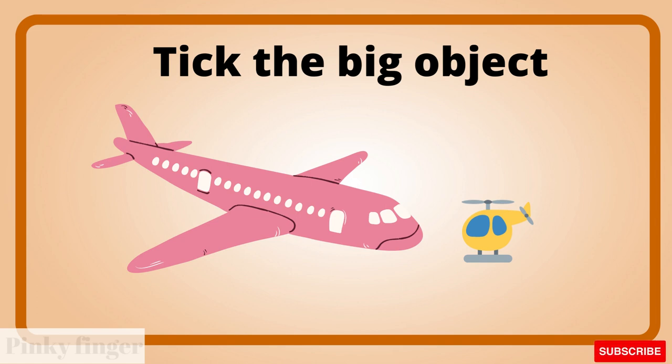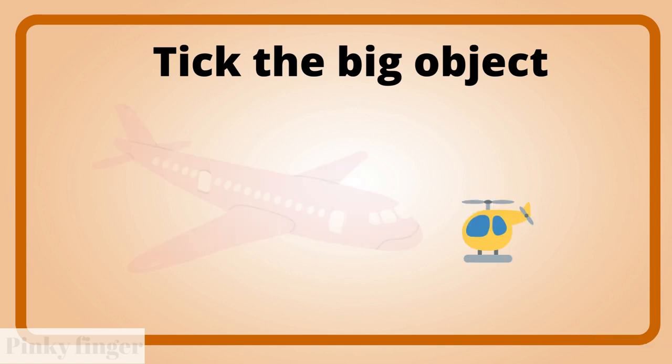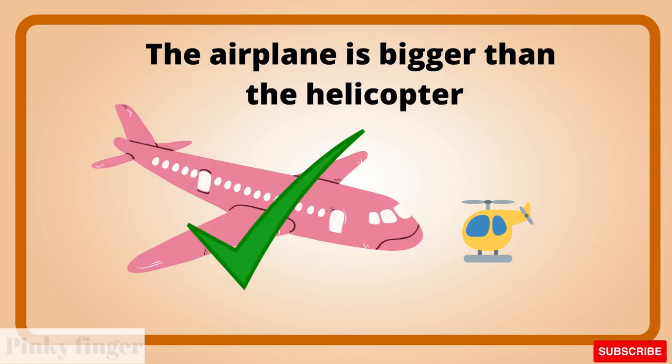Tick the big object. Which one is big? Is that aeroplane or the helicopter? Yes, you are right. The aeroplane is bigger than the helicopter.